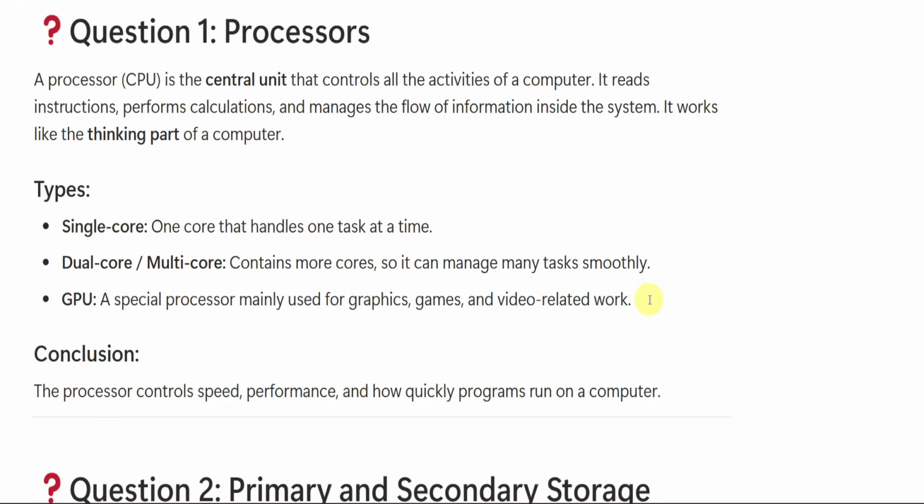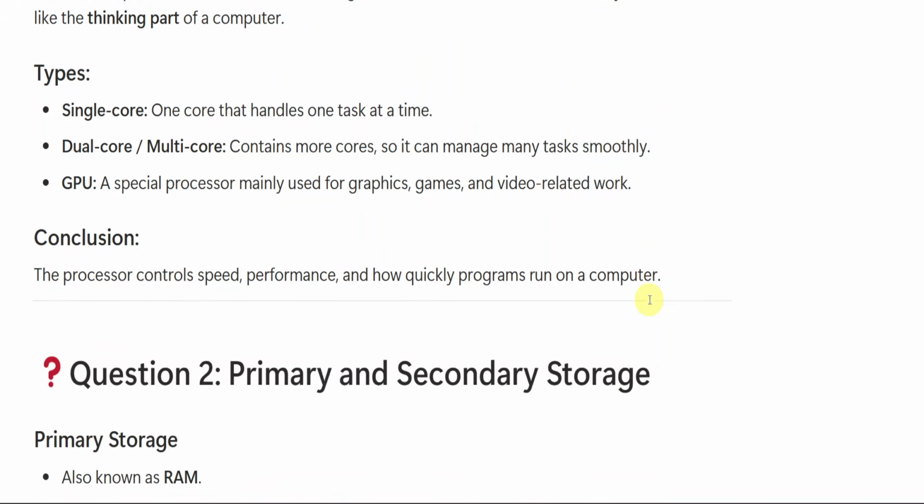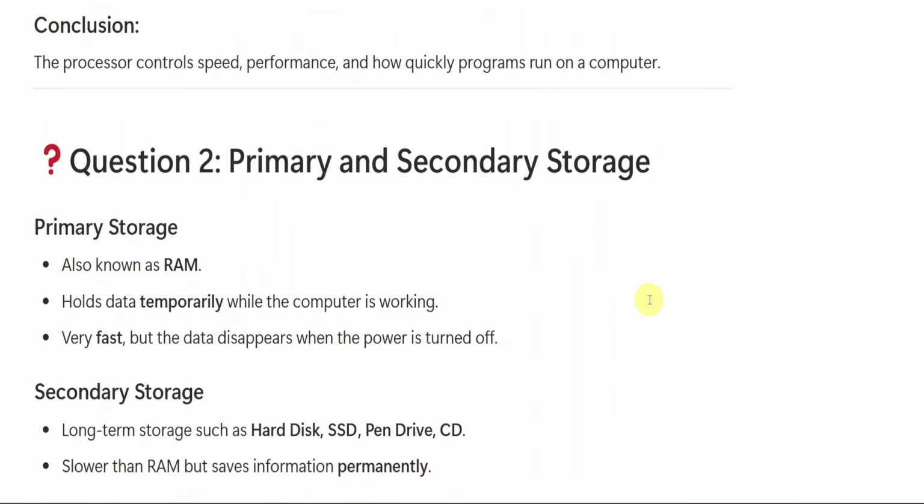This is a special processor which is used for graphics, games and movie editing, like video related work. So remember, the processor decides how fast and smooth your computer works. Whether your computer is working slow or fast is totally dependent on the processor. If there is a good processor, your computer will run faster and smoother. If you don't have a good processor, it may lag.